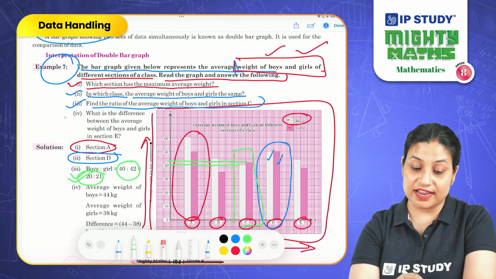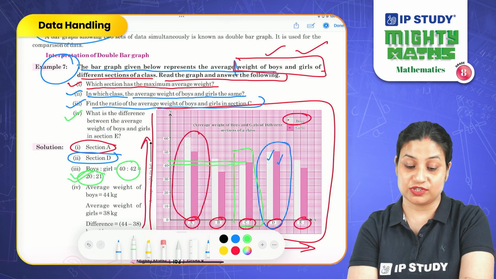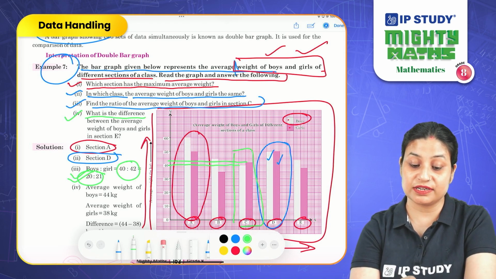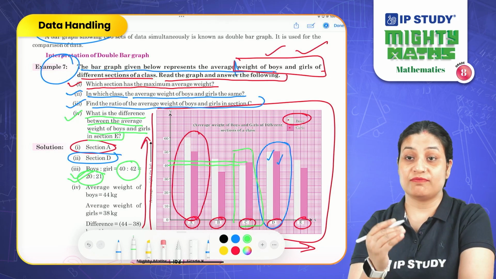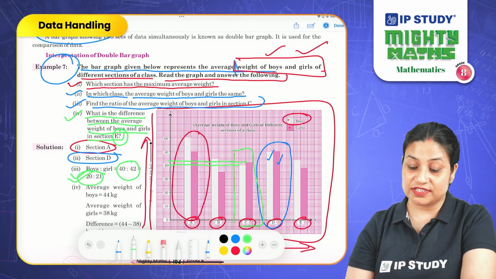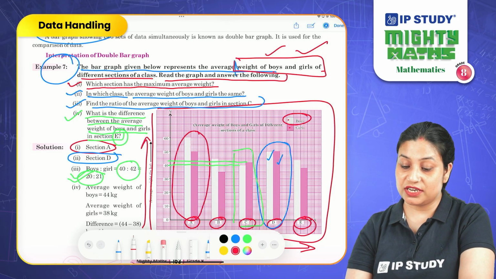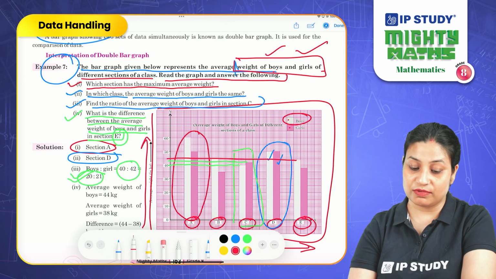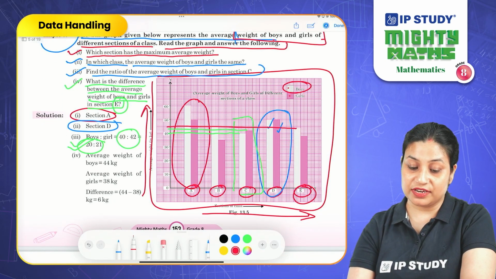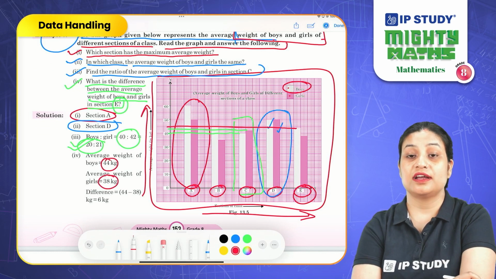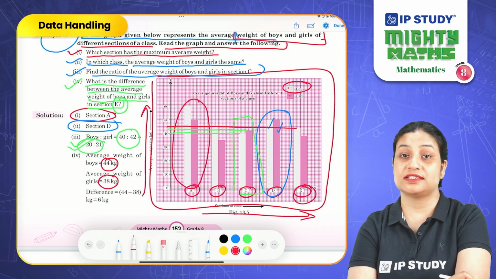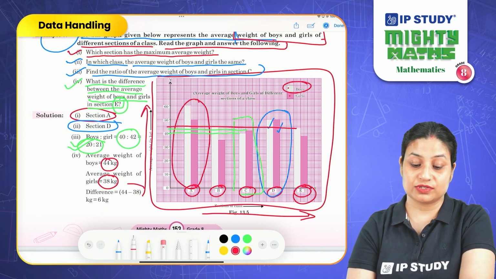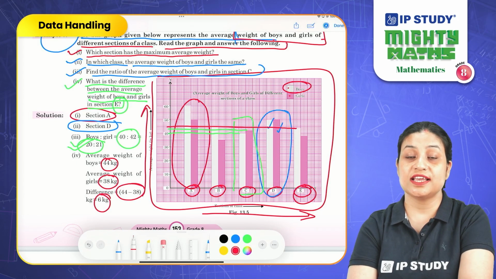Now let's move on to the next question. What is the difference between the average weight of boys and girls in section E? Here you have to find the difference between the average weight of boys and girls for section E. The average weight of the boys is almost 44, and the average weight of the girls is 38. You have to find the difference between them, and when you do so, you get a difference of 6 kgs.